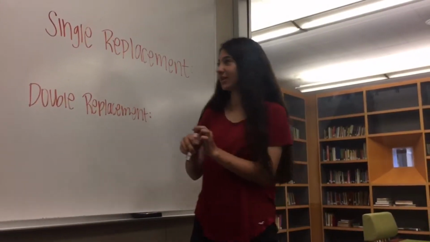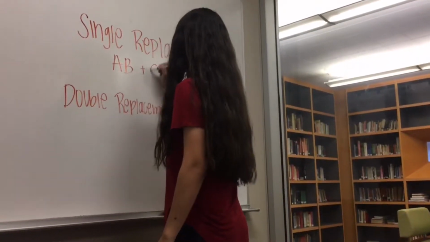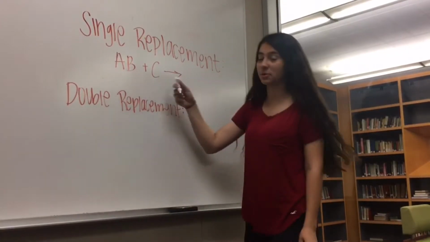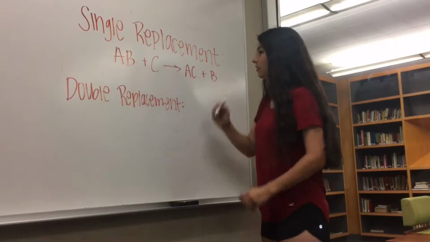Single replacement is when you have AB plus C, and C swoops in and takes A and leaves B all alone.